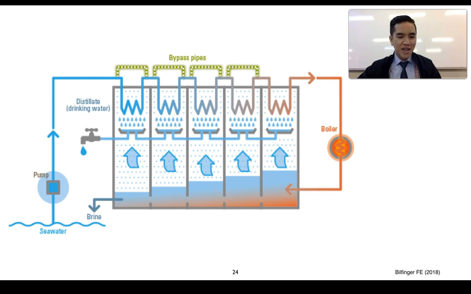One of the concerns is at the bottom, we can see that there is a buildup of a concentrated salt solution which we call brine. And this is usually safely returned back into the sea through a series of diffusers to ensure that we aren't severely affecting the concentration of the seawater.